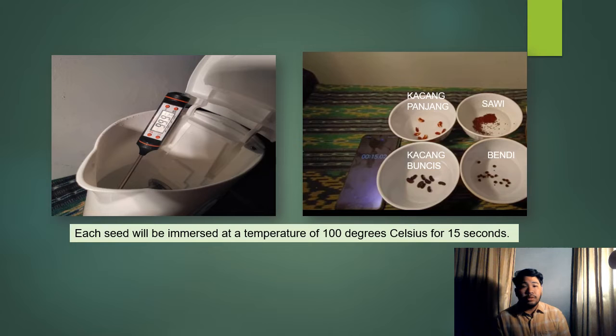Okay, so based on the picture, we can see the seeds being immersed in water at a temperature of 100 degrees Celsius for 15 seconds. I use my phone to measure the time, and of course the digital thermometer to measure the water temperature.